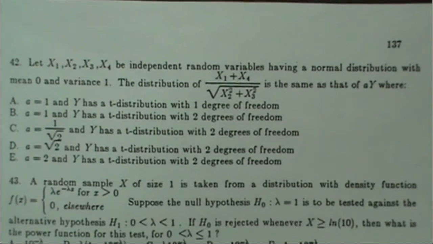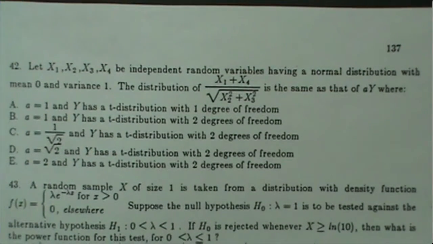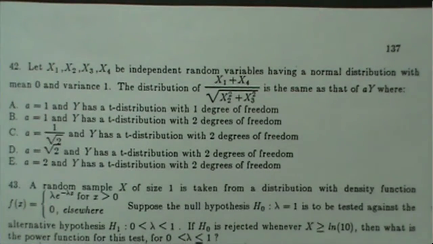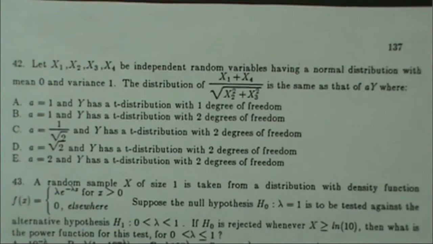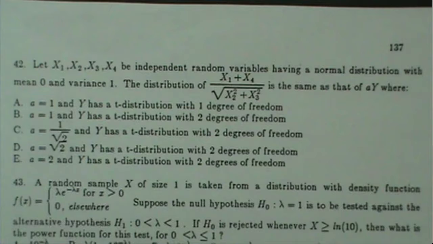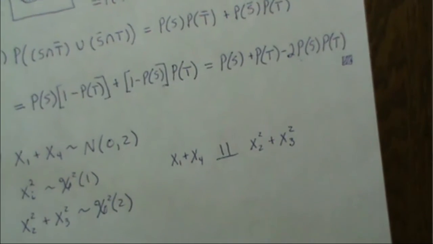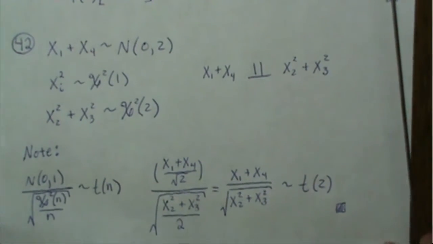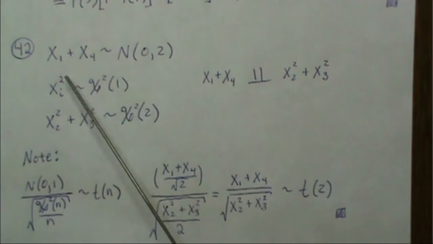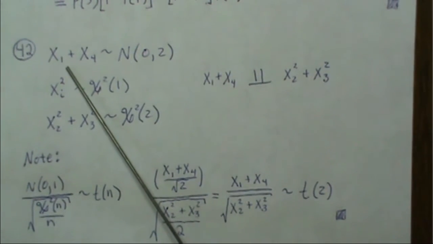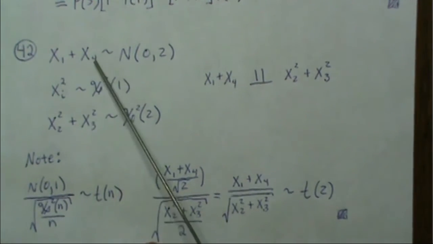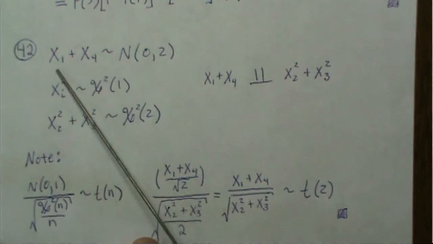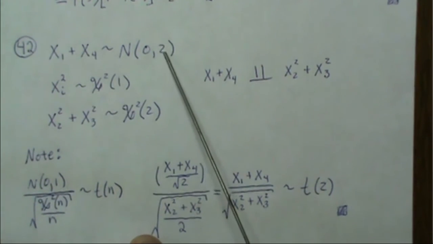Number 42, let x1, x2, x3, x4 be independent random variables having a normal distribution with mean 0 and variance 1. The distribution of x1 plus x4 over the square root of x2 squared plus x3 squared is the same as that of a times y, where... now, number 42, a couple notes here, our data are normally distributed. So when you add normally distributed variables, you get normal. And so you get the mean, and then the variance is 2.